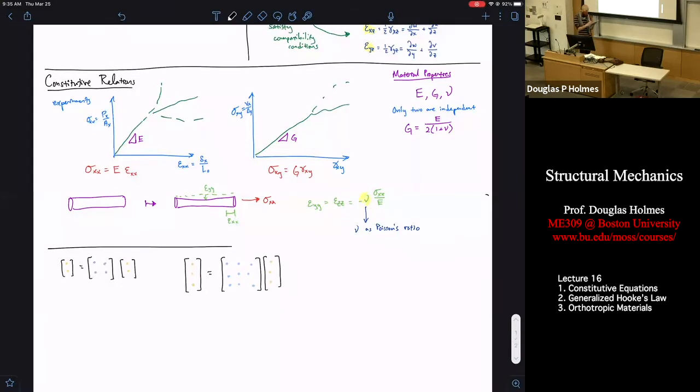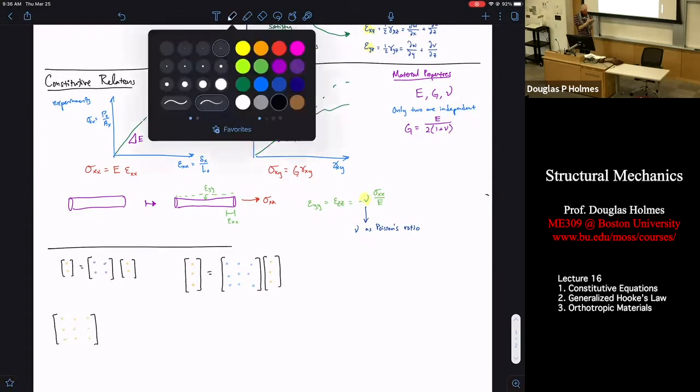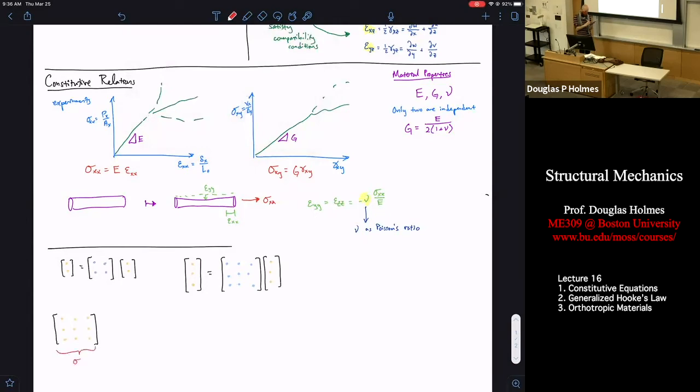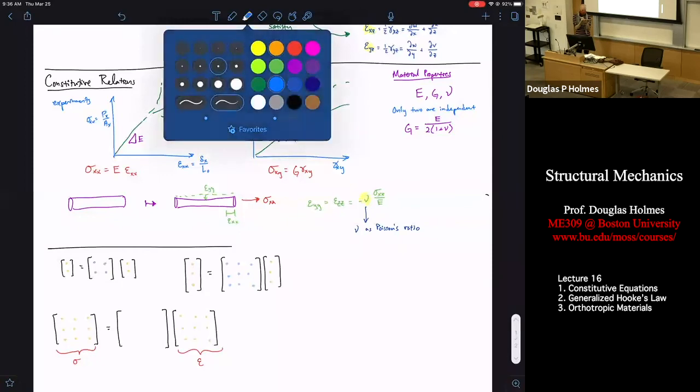So now let's do this idea, but for what we have. What do we have? We have a 3x3 stress tensor, which we want to relate to a 3x3 strain tensor. And in order to do that, we need a rather hellish object, which is a 6x6 proportionality tensor. We can call it whatever we want.